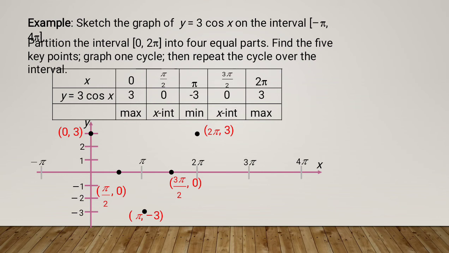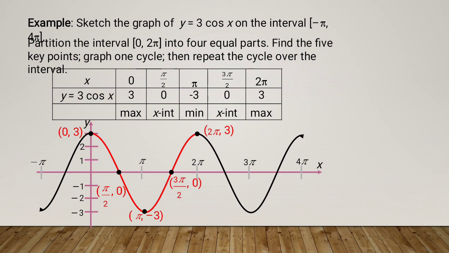Now let's sketch the graph. You can see 3 is under 0. Our maximum starts from 3, so our graph will start there. We are going to start sketching our graph from 3, then down to 0, then down to -3, then to 0, then to 3 again. Let's take a look. Yes, we have the graph, and this is the graph of y equals 3 cos x.